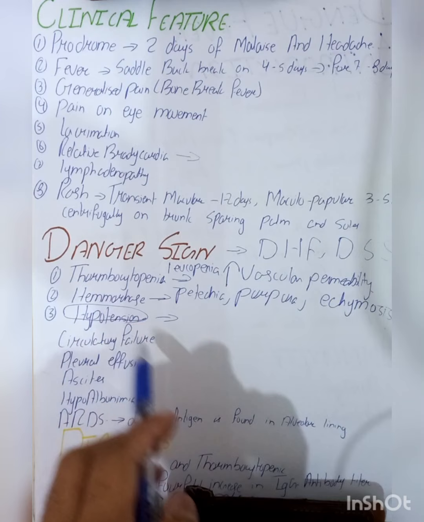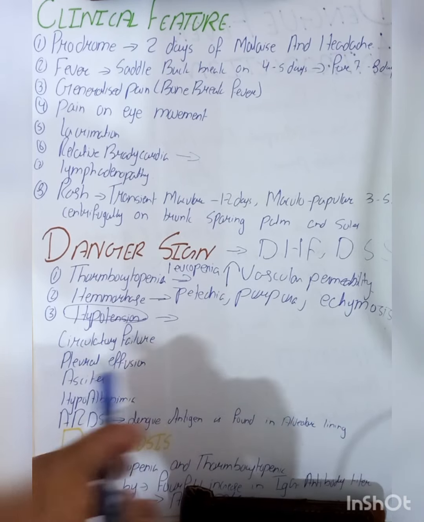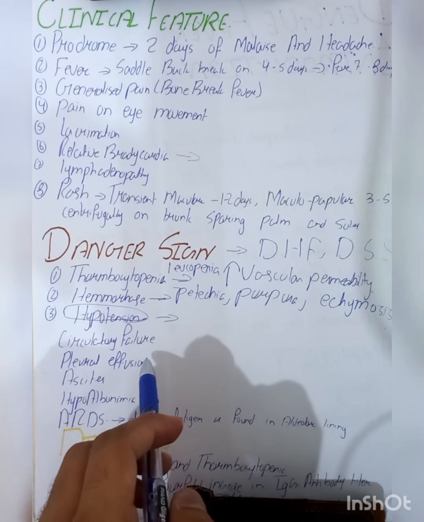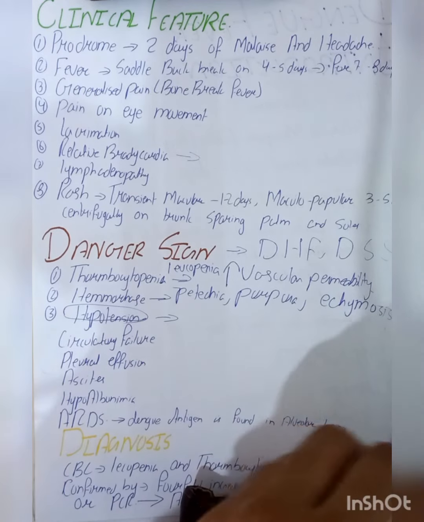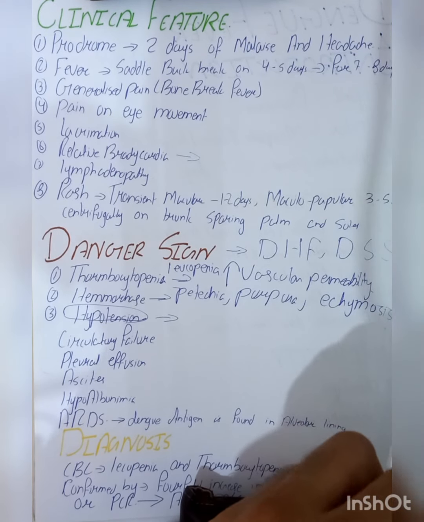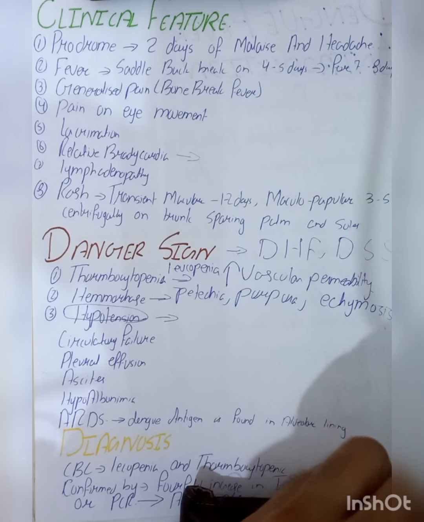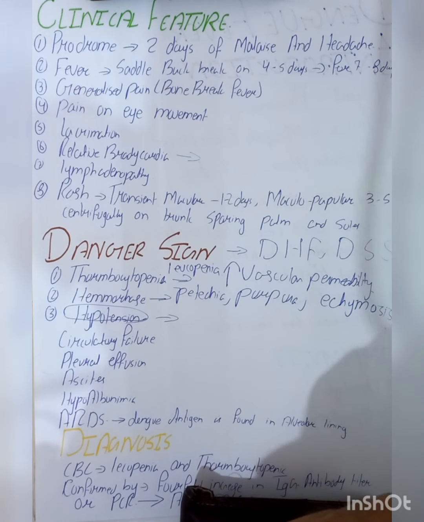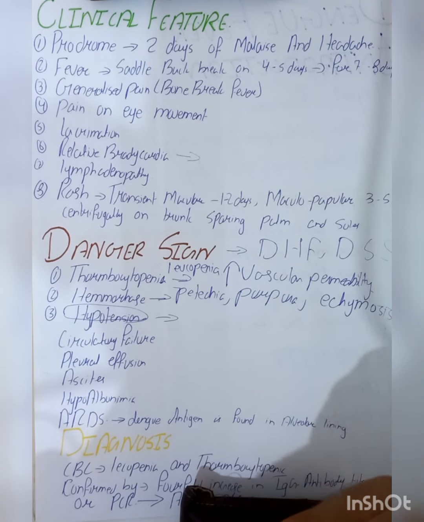Why is there a pleural effusion? Why is there ascites? Why is there hypoalbuminemia? The pleural effusion and ascites are due to the leakage of fluid within the peritoneal cavity and the pleural cavity, leading to the formation of pleural effusion and ascites. In chest X-ray, you will see the pleural effusion, and ascites is detected clinically or at ultrasound.